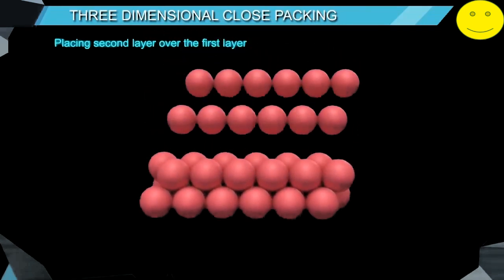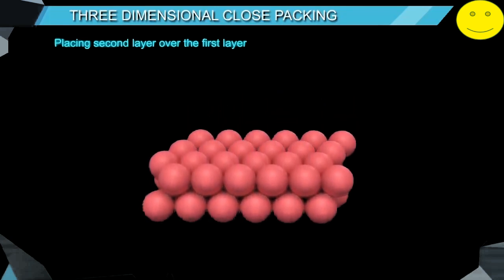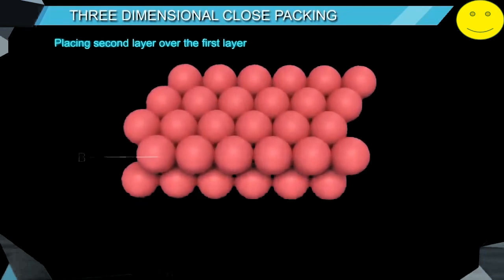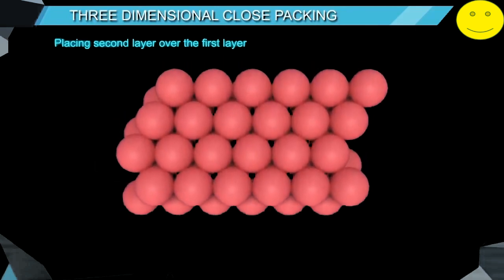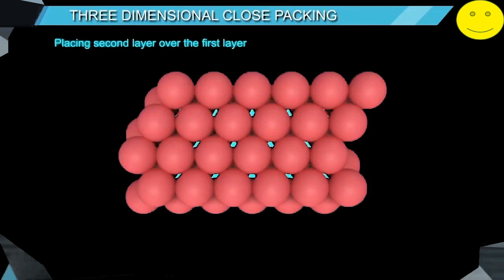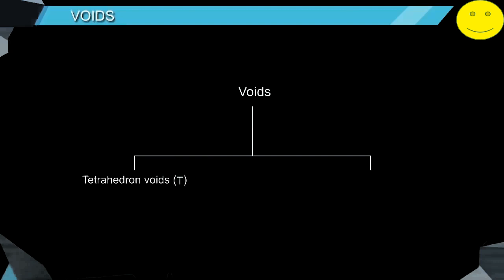As the spheres of the second layer are aligned differently compared to the first layer, let us call this layer a B type of layer. On observing, we will notice that not all the triangular voids of the first layer are covered by the spheres of the second layer. This gives rise to a different arrangement and different voids. Voids. There are two types of voids: tetrahedral voids denoted by T and octahedral voids denoted by O.